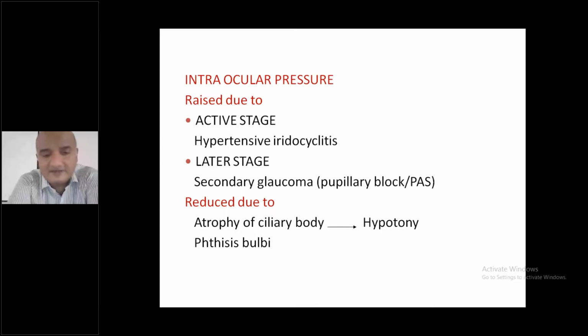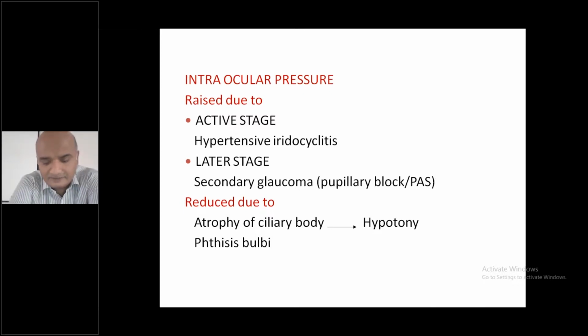Clinical features we have seen, or the clinical signs we have seen to identify iridocyclitis. What are the consequences of all these clinical features? The first consequence is rise in intraocular pressure. When the intraocular pressure rises, it causes damage to the optic nerve. Normal intraocular pressure should be 11 to 21. When it rises, it is called rise in intraocular pressure or glaucoma, secondary glaucoma. So in the later stage, patient can develop glaucoma and it can damage the optic nerve.